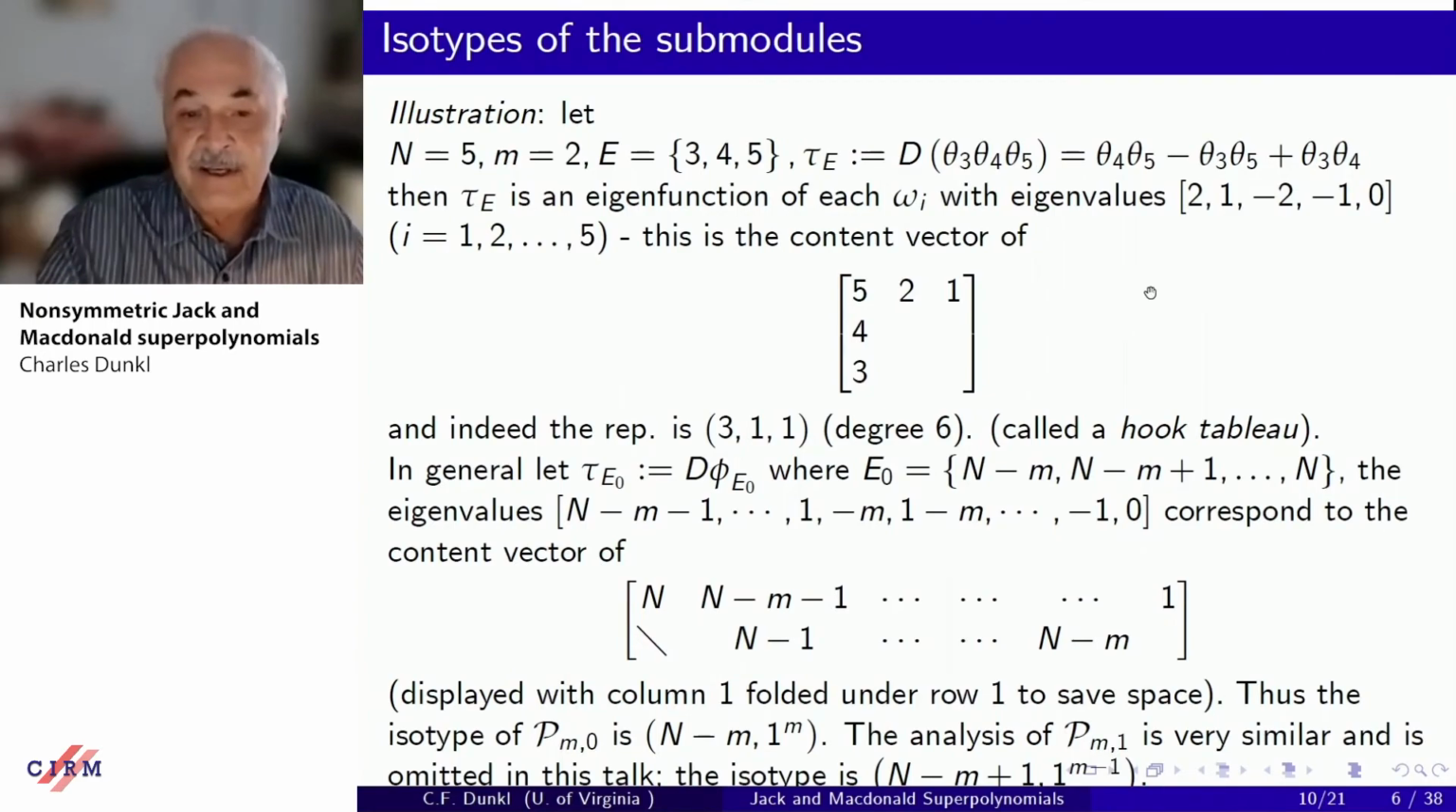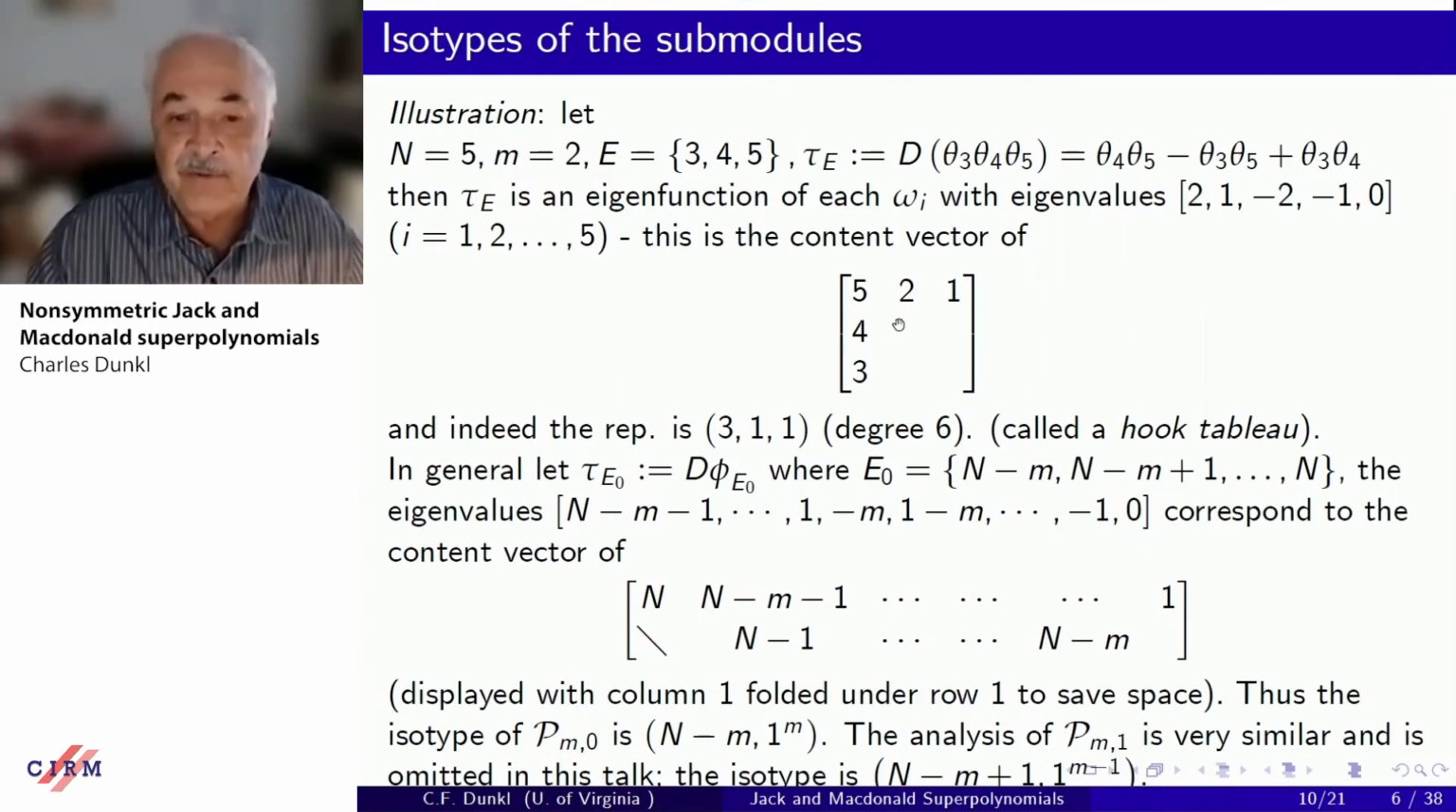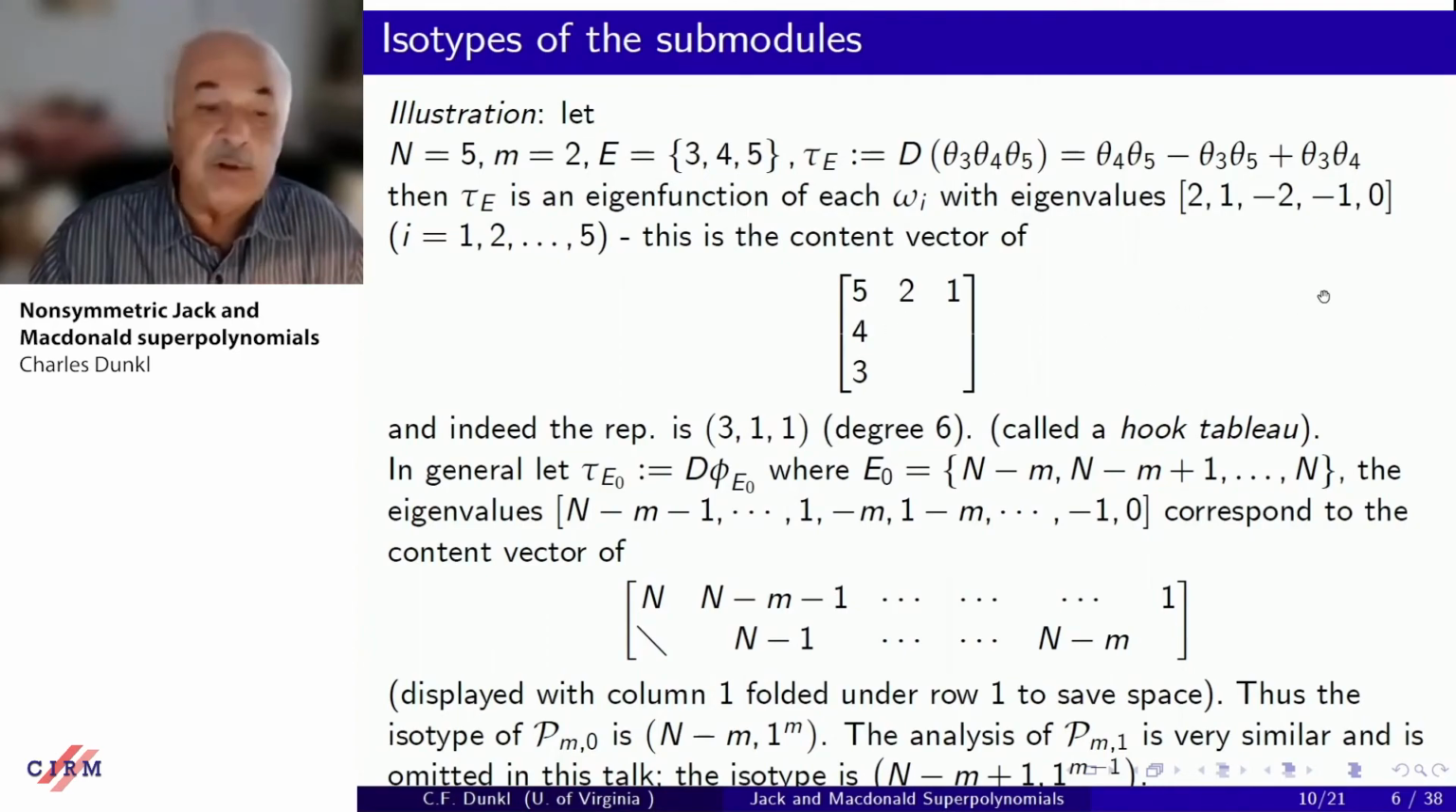It's degree 6. It's degree 6 because you have 4 choose 2 numbers you can put into the column. This is called the hook tableau. In general, we take the tableau which has the n minus 1 going down the column and the remaining numbers in the row. So that's called E0.